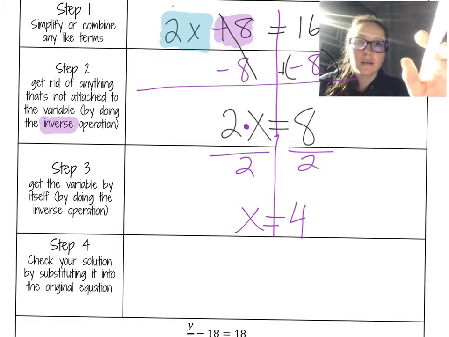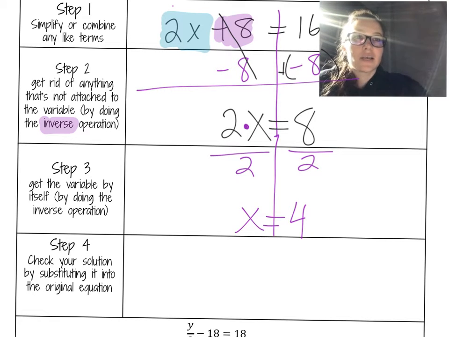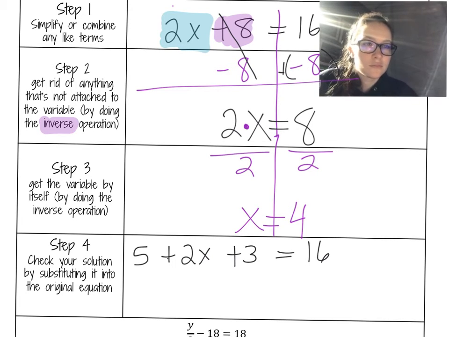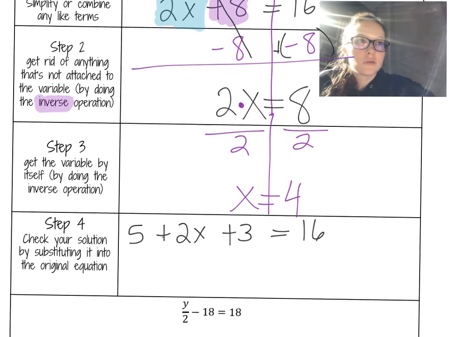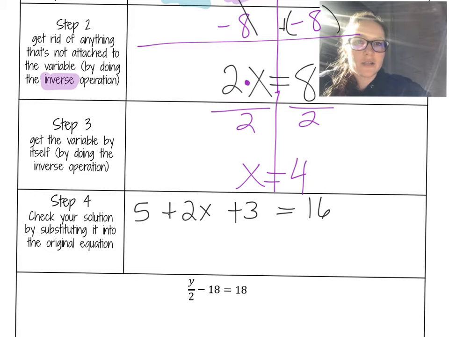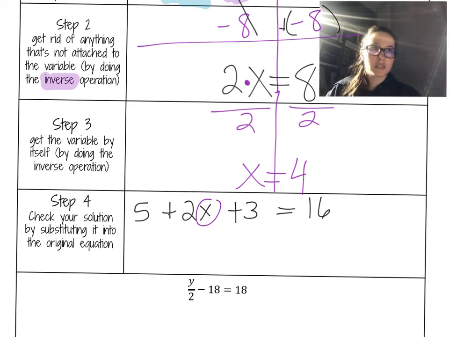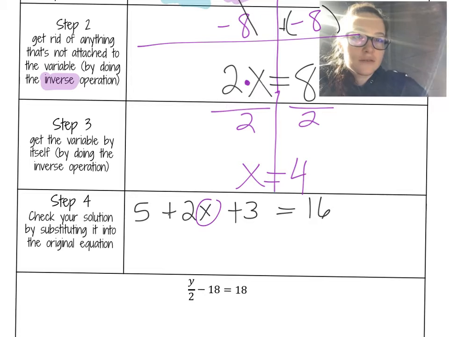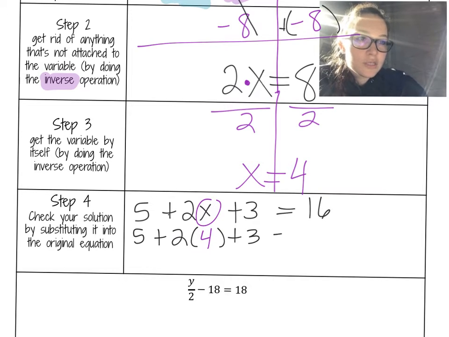Okay, I'm going to check by using substitution. So I have my original equation, 5 plus 2 times x plus 3 equals 16. Substitution is where instead of this x, I'm going to write 4, and I'm going to solve it, and if it has a true statement, it works. So this is 5 plus 2 times 4 plus 3 is 16.